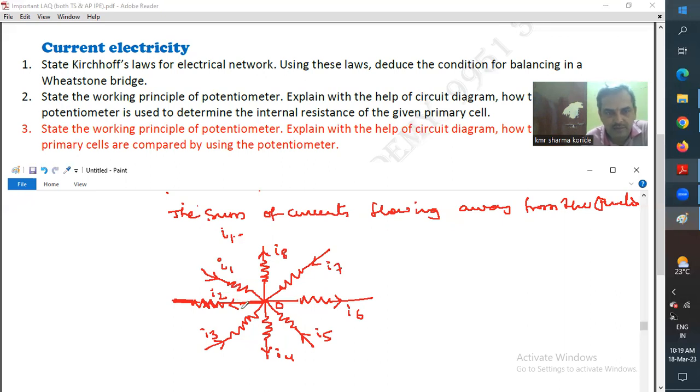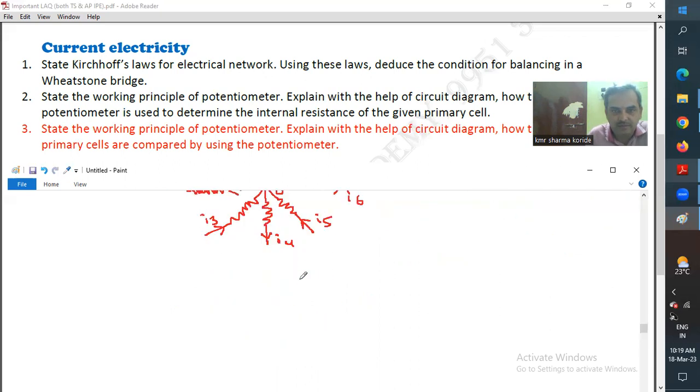You can take even numbers also towards. Even otherwise you take first 4 towards and next remaining 4 away. So there is no such restriction. So as per the diagram, what you can write is I1 plus I3 plus I5 plus I7. These are all currents flowing towards the junction. So the currents flowing away from the junction are I2, I4, I6 and I8. So you can understand the statement with the help of diagram like this.